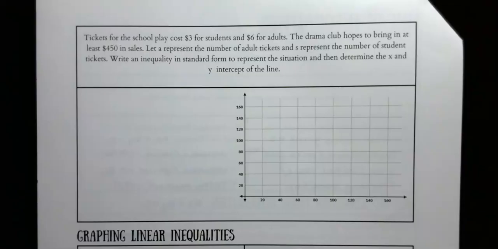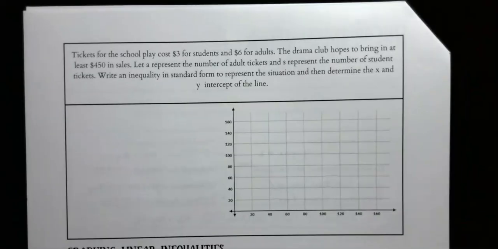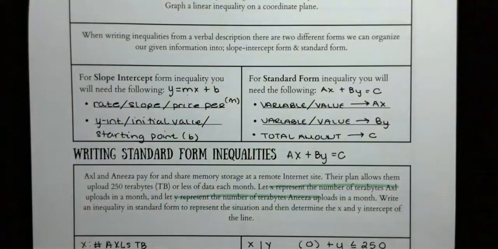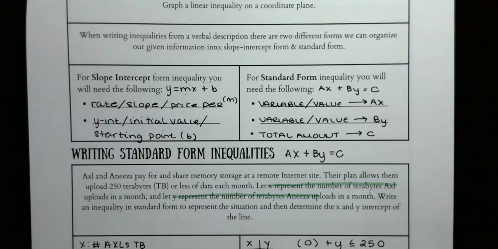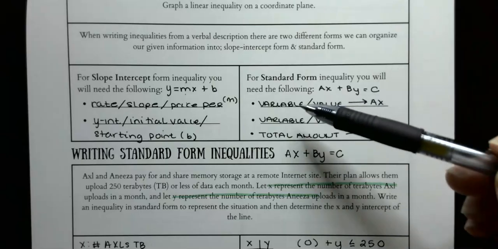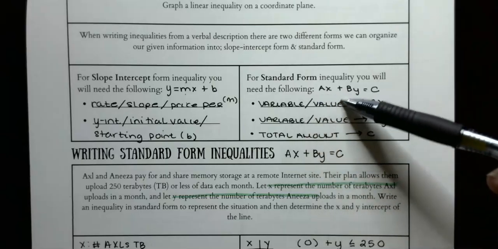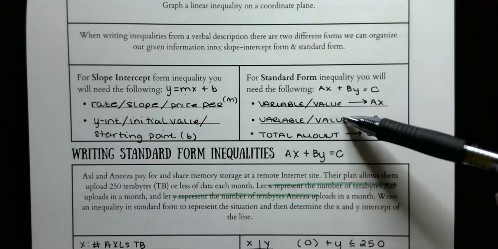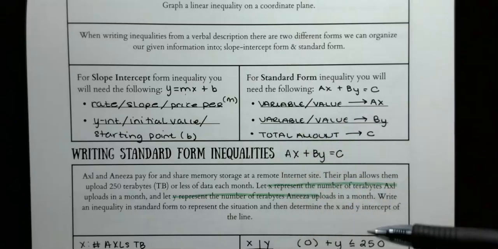So with that being said, I do want to remind you what we talked about for standard form. When we're trying to write a standard form inequality, there's three things that we're looking for. We're looking for a variable with a value, a second variable with a value, and a total amount. So if we go back to the word problem, we can try to find all three of these so we can organize it into this standard form equation.